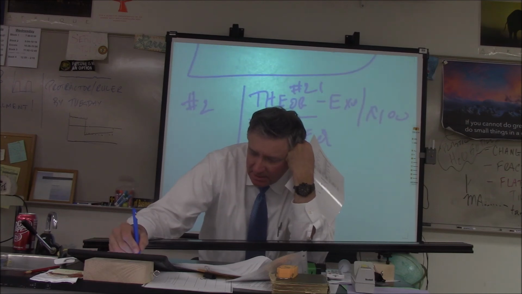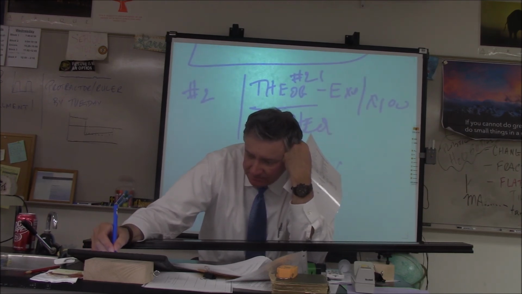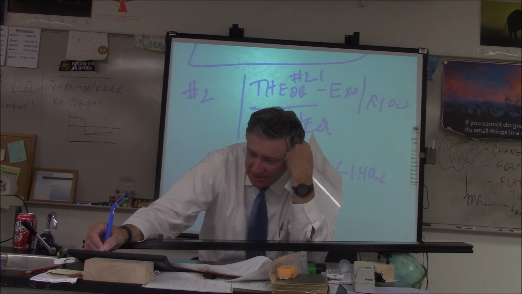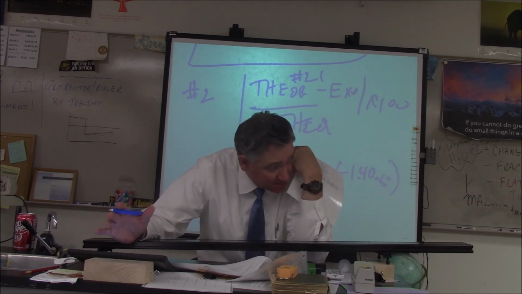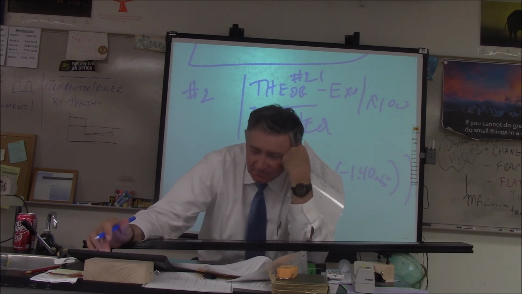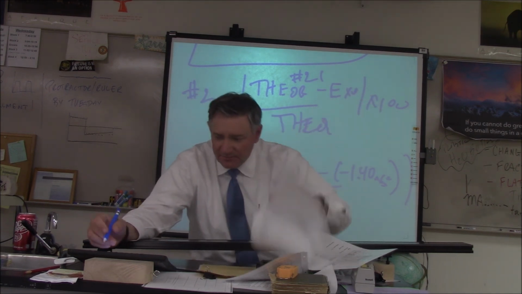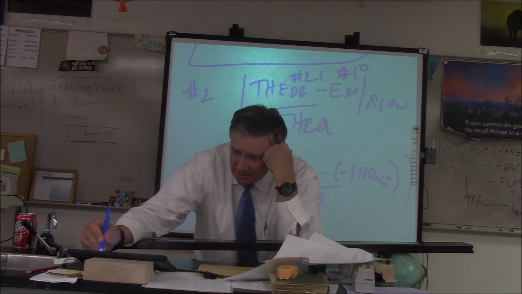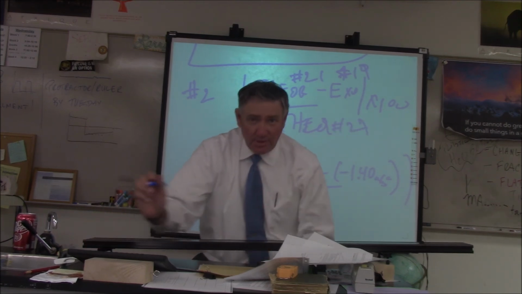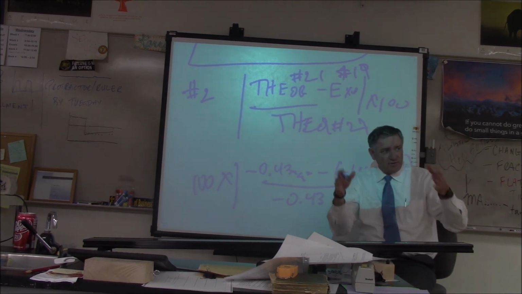So I'm going to take negative 0.43 meters per second squared minus what I actually got, which was negative 1.14. And you have to watch the negative signs because there's a whole bunch of negative signs around on this. Then I'm going to divide that by negative 0.43 and then all of that times 100 because I want it as a percentage. So basically, you're going to take your answer to number 21, subtract your answer from number 19, and divide by your answer to number 21. So you take 21 minus 19 divided by 21, absolute value, multiplied by 100.